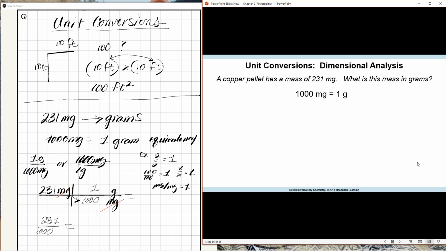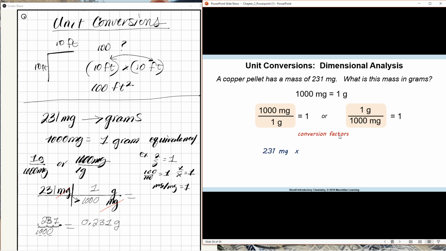Now, a simpler way to do this, instead of having to write it in your calculator, you see that you have 3 zeros, 1, 2, 3. So take your understood decimal, which is right there, and just move your understood decimal the number of zeros that you have. You're going to move it 3 spots, and you get 0.231 grams. Okay. All right, let's see how we did.